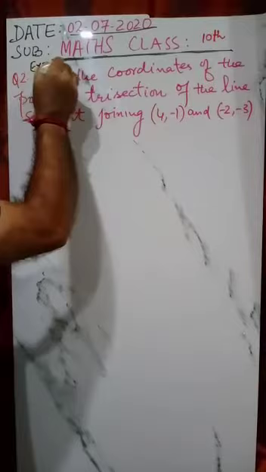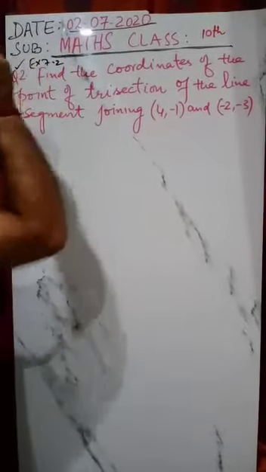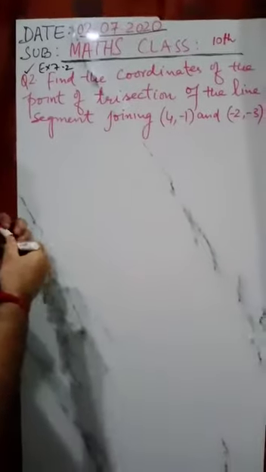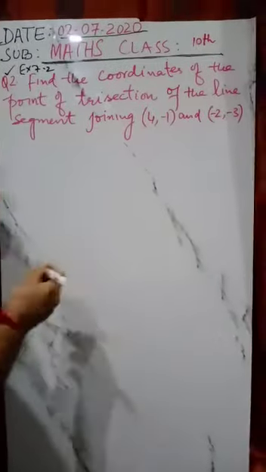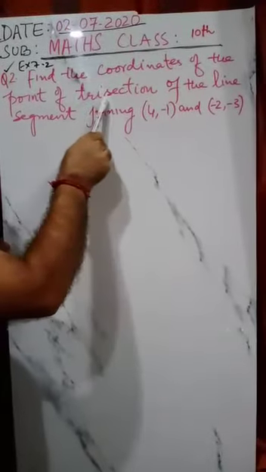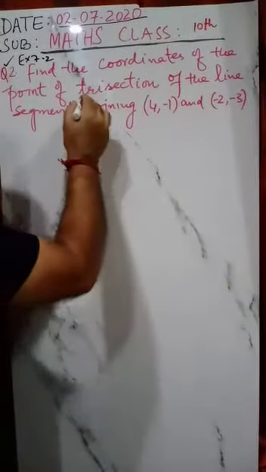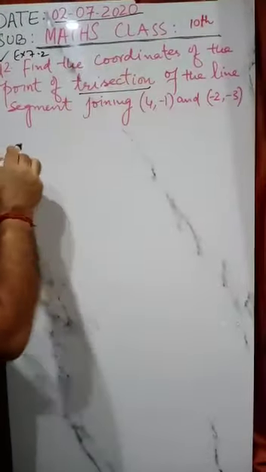In this video we are going to solve question number 2 of exercise 7.2. Exercise 7.2, question number 2. A very important question, again based on the concept of the section formula. Find the coordinates of the points of trisection of the line segment joining (4, -1) and (-2, -3).